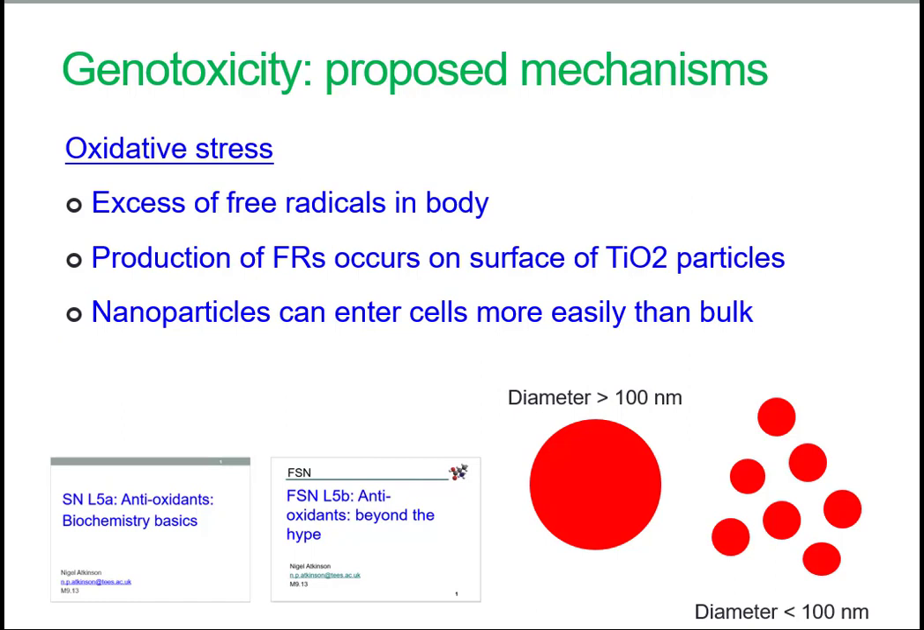Titanium dioxide nanoparticles have significantly higher surface area than bulk particles. This is associated with a high rate of free radical production. Assays suggest that smaller titanium dioxide particles are more genotoxic than the larger particles, for reasons we discussed earlier.